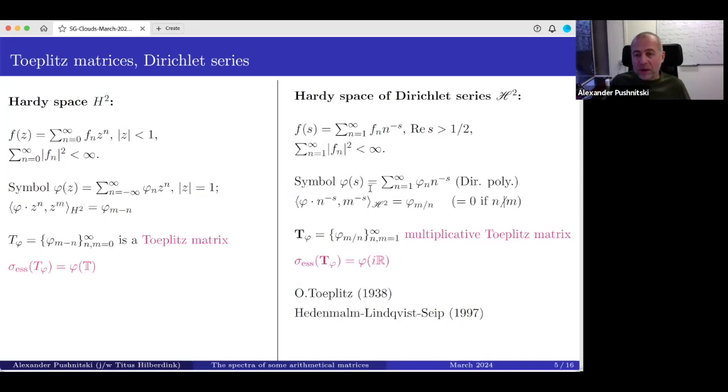Now, in the same way, let's talk about Toeplitz operators. So here, I don't want to get too much fixated on the class of the symbols. So let's say it's just a Dirichlet polynomial.